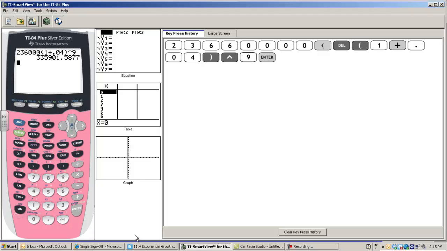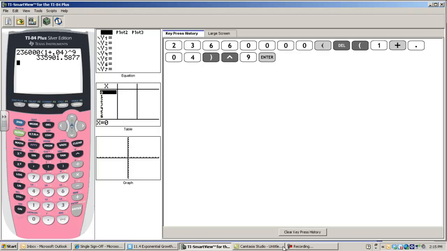Now, this comes out as a decimal. You have 335,901 point blah, blah, blah. I can't have part of a person. We're talking about population. We're talking about number of people. So this needs to be a whole number. So I need to round this off to the nearest whole number so that it makes sense.